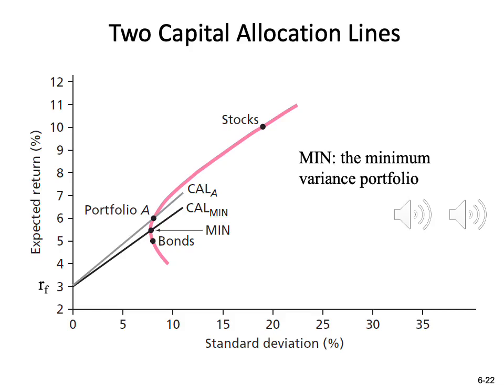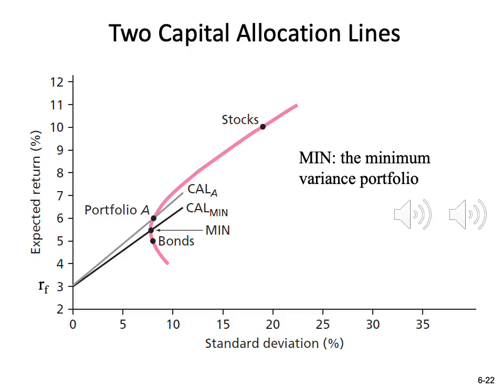RF 3% is the T-bill or the risk-free asset return. Basically, if you can connect the 3% risk-free asset return, that point, with any point on the investment opportunity curve, the pink one, you can form a complete portfolio.